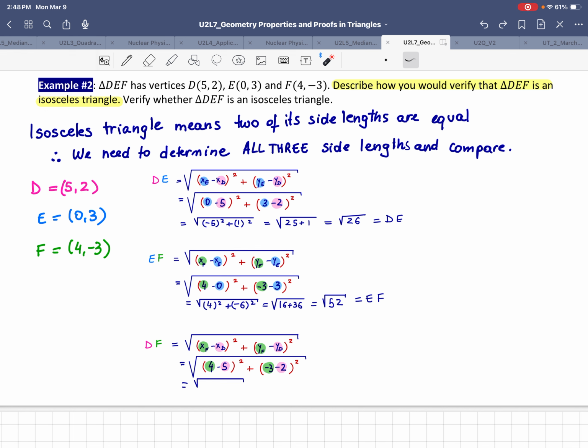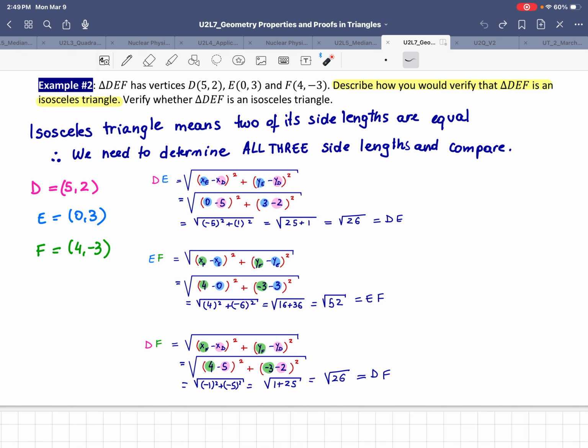Simplify, and then we have 4 minus negative 5 would be equal to negative 1. Remember to keep this inside brackets. It's a very common mistake people make, and then sometimes end up with even negative numbers inside the root. And then we think, oh, there is no solution. Well, there should be a solution. Just have to be very careful with the powers of 2. And then plus negative 3 minus 2 is negative 5 squared. And that will be 1 plus 25, or square root of 26. And that would be the length of DF.